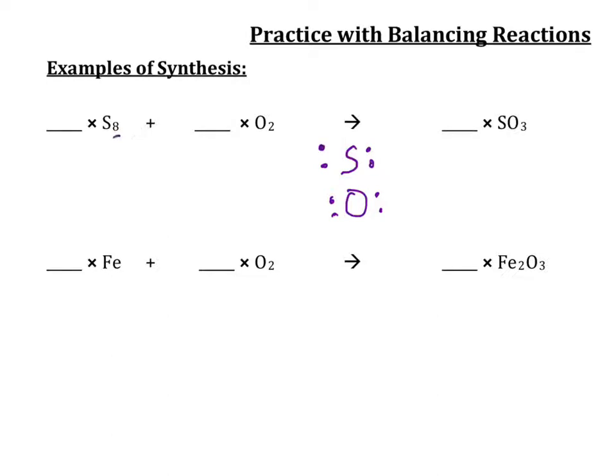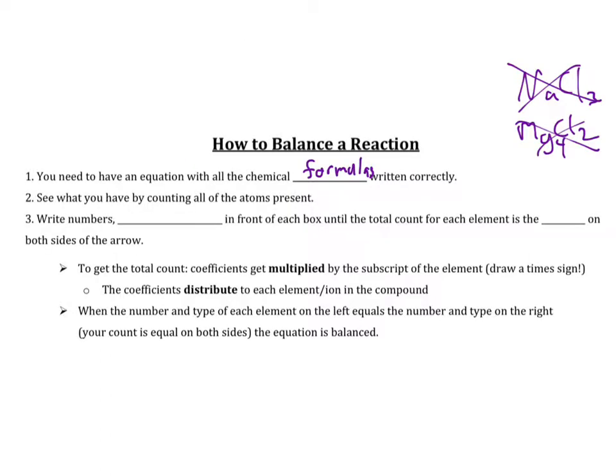Now, if you take a look, this subscript right there tells us that there's 8 sulfurs. And so on the left side, there's 8. And on the right side, you can see there's nothing there. If there's nothing there, we assume that it is a 1. Okay, let's go ahead and do the oxygen. So we have 2 oxygens here, and we have 3 oxygens here. We just counted them. Now, obviously, the sulfur and the oxygen are not balanced, so let's talk about the next step. So we just did step 2 there.